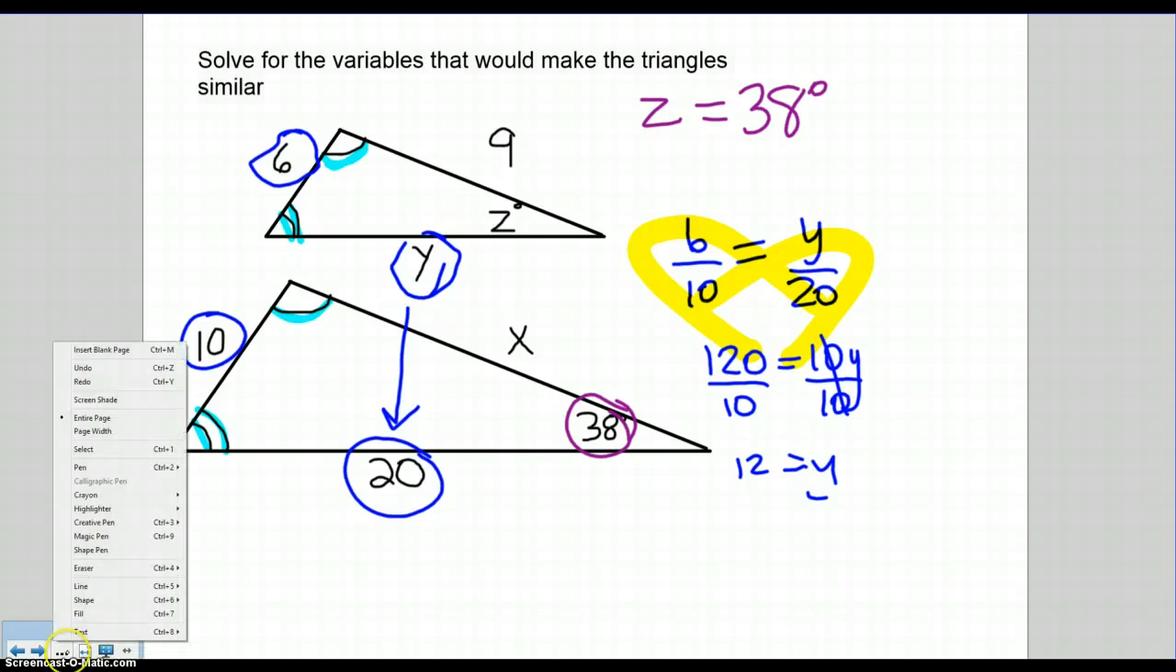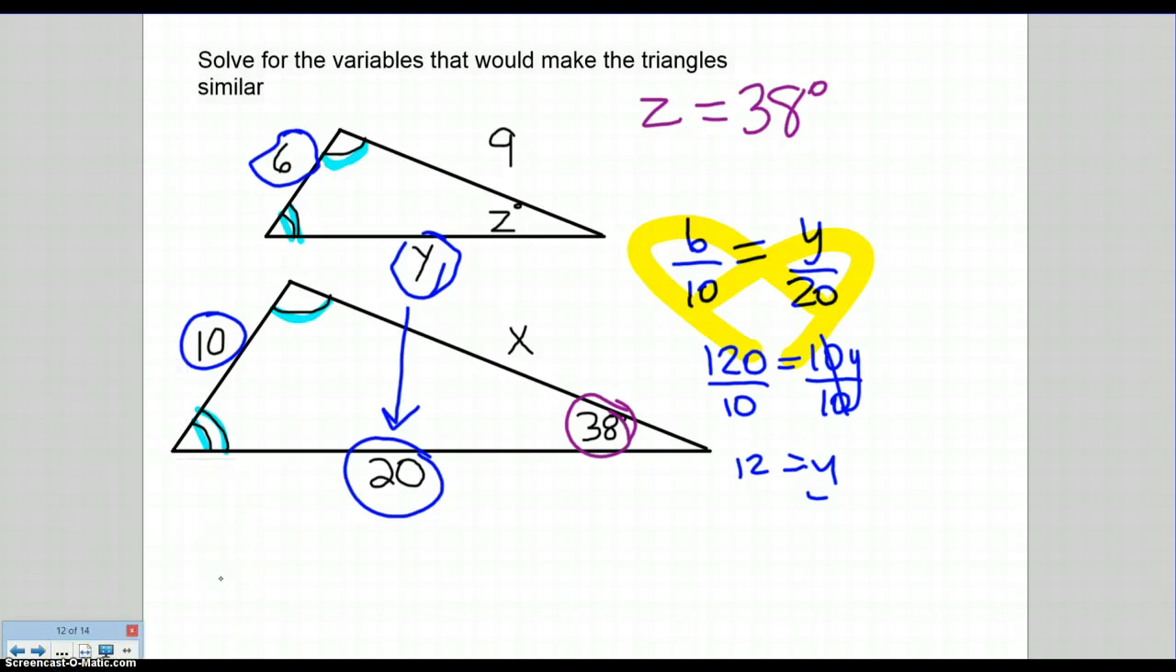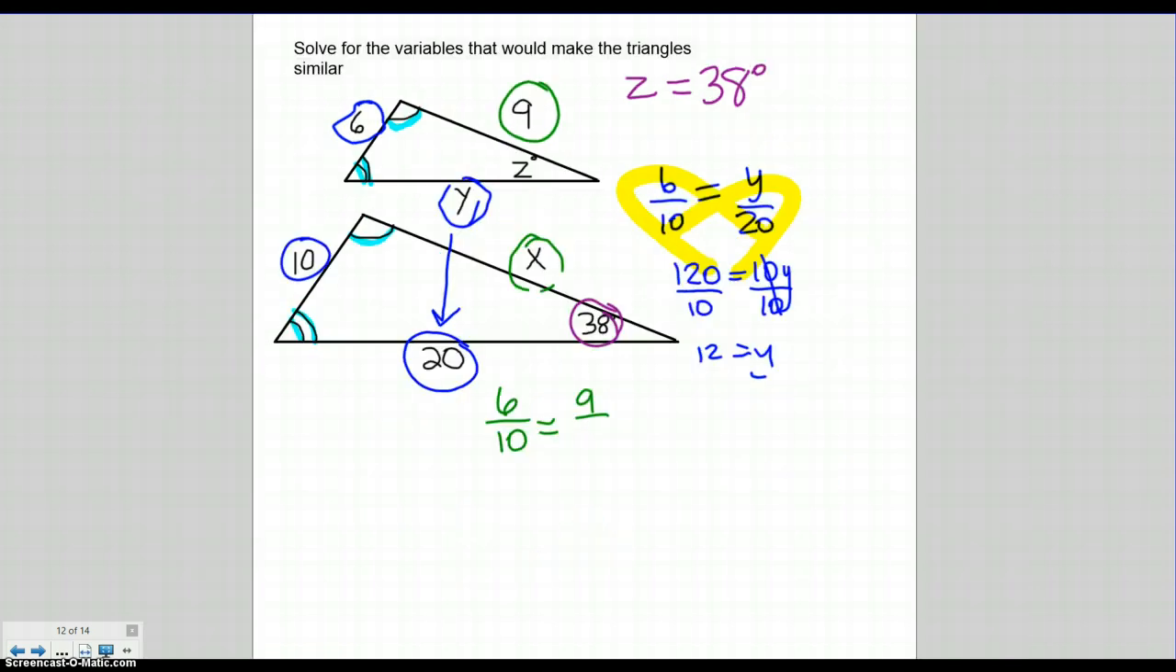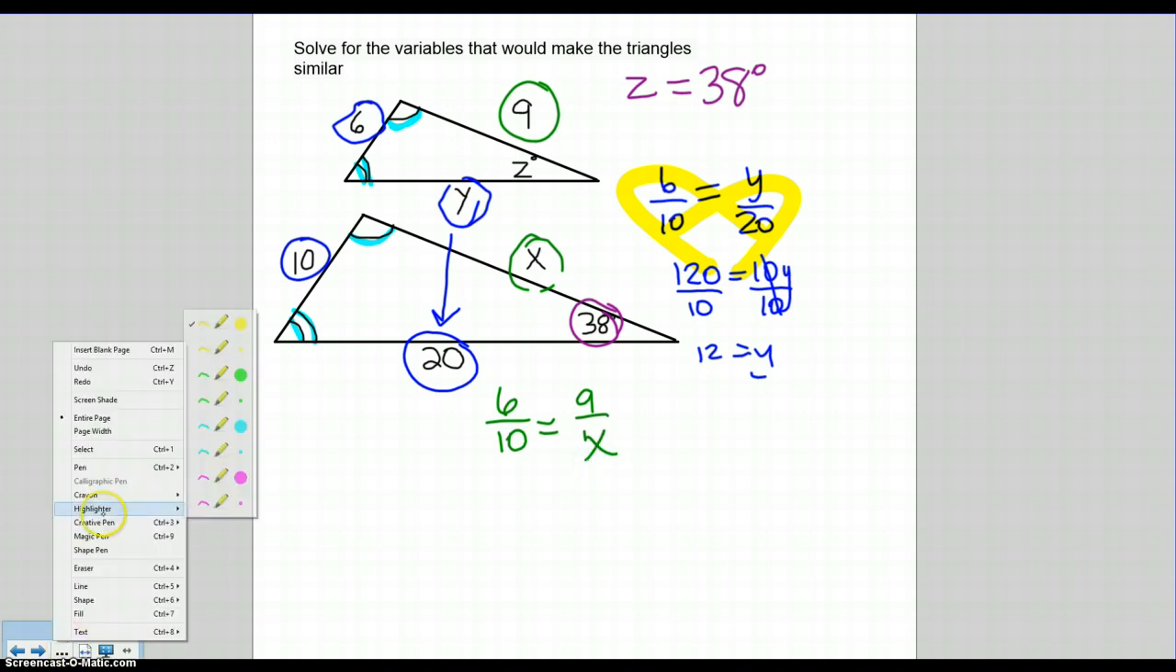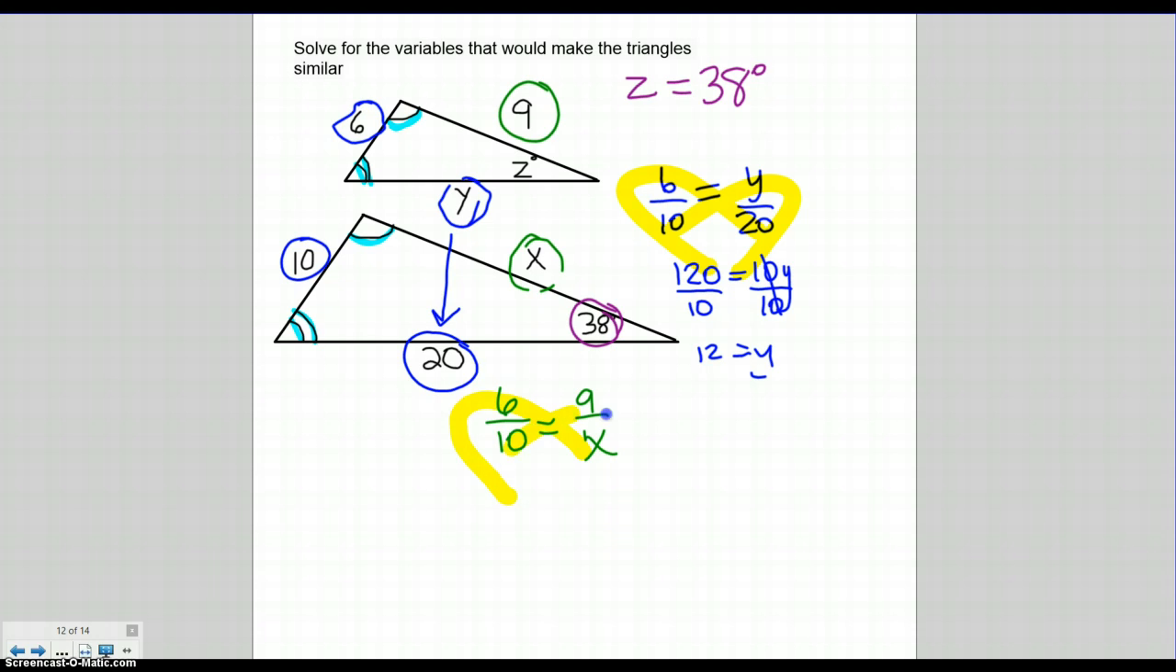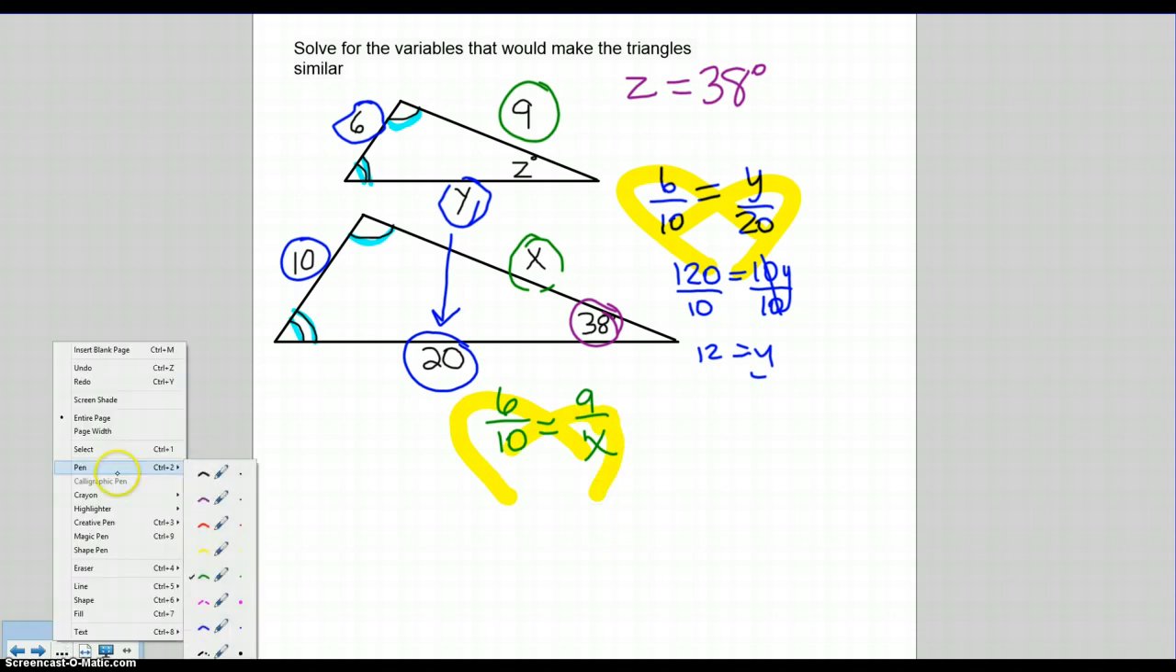Now we're going to do the same process to find x. X corresponds to our 9. So we're going to set up 6 over 10, and we're going to do our small, which is 9, over our big, which is x. And again, cross multiplication. We're going to do that karate chop.